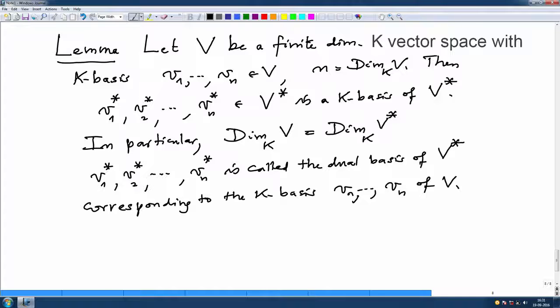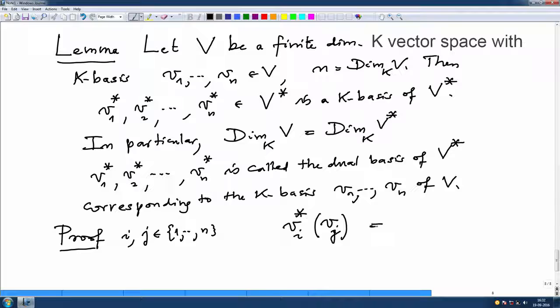So, in particular, that part is clear. We only have to show that these coordinate functions form a basis of V star, and for that we need to check that they are linearly independent and they generate V star. So, proof, and the most important thing that we will use in the proof is, if you fix j, and any i and j both are in 1 to n, then by definition Vi star evaluated at Vj is delta ij, the Kronecker symbol.